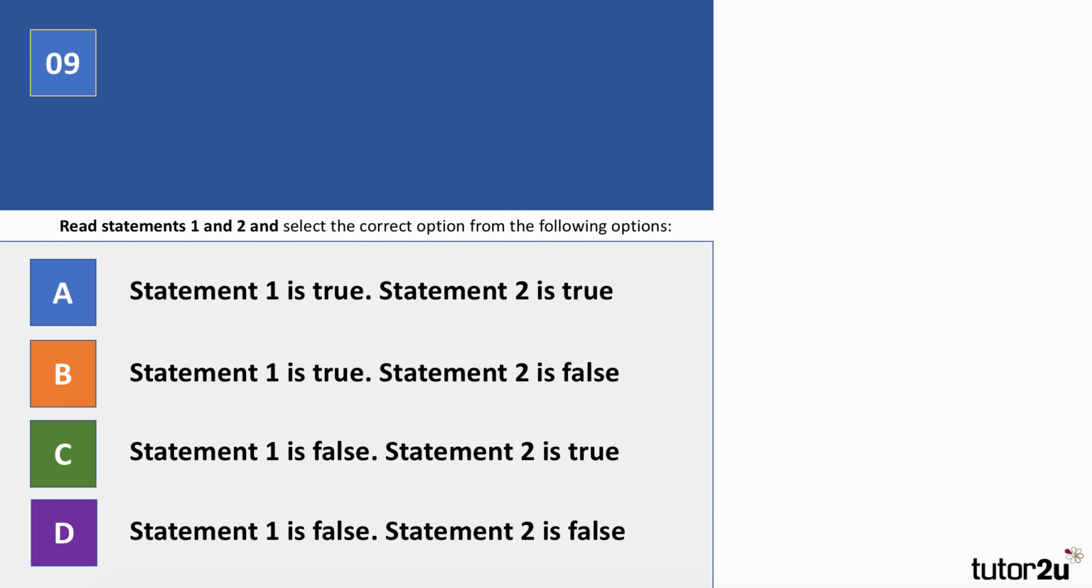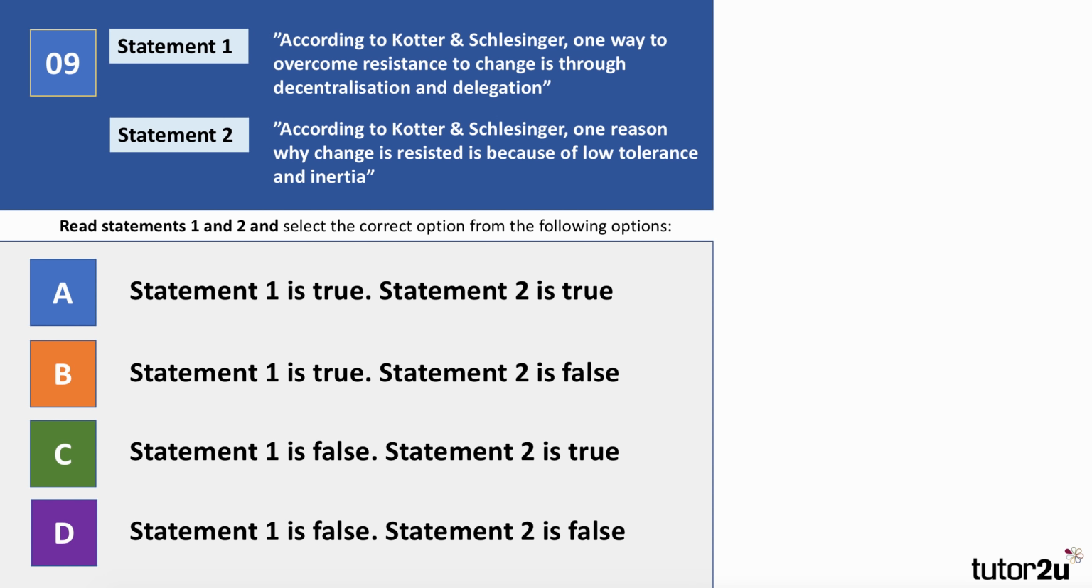Okay, question 9, and it's one of these 2-statement question formats that appeared in the first paper one in June 2017. So let's have a look at this one. Statement 1. According to Cotter and Schlesinger, one way to overcome resistance to change is through decentralisation and delegation. And statement 2. According to Cotter and Schlesinger, one reason why change is resisted is because of low tolerance and inertia. So looking at those 2 statements, which of those are true and which are false?